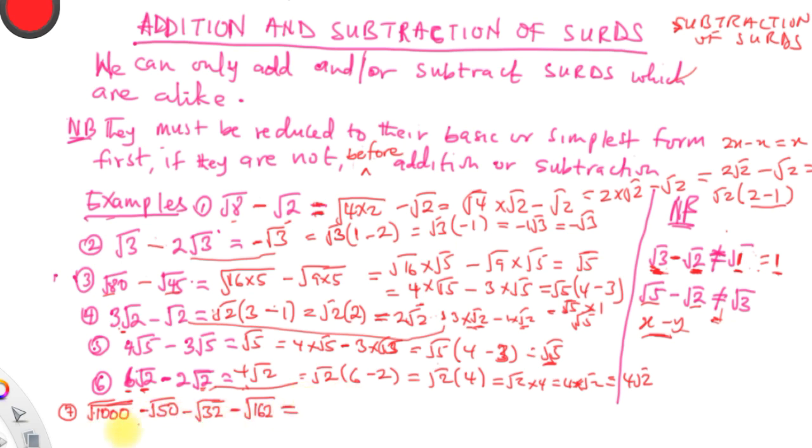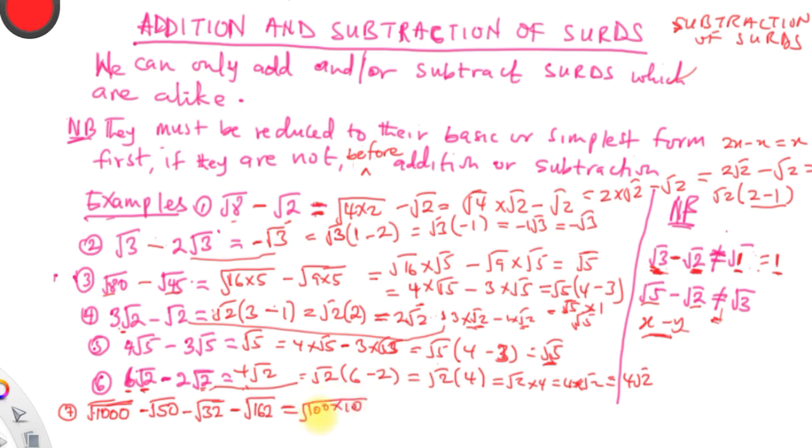So what is the square root of 1000? None of them is reduced. We have to reduce them before we subtract, as we saw in the previous video. So this one, square root of 1000, is what? 100 times 10 will give you 1000. So the square root of 1000 is the square root of 100 times 10.